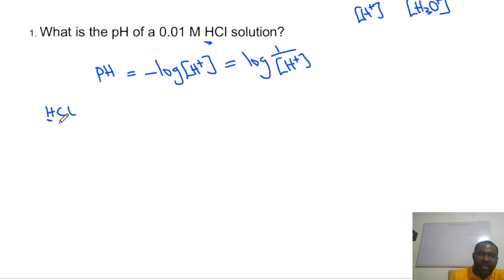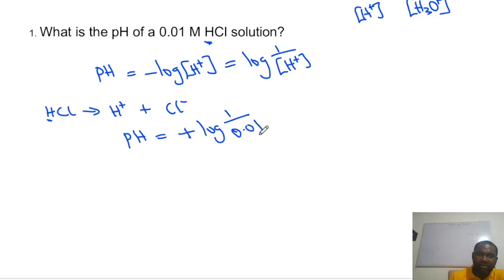HCl has only one ionizable hydrogen because when it dissociates in water, you are going to get H plus plus Cl minus. Okay, so that means the pH of this solution is going to be logarithm of 1 over 0.01, and that would be logarithm of 100. Logarithm of a number like this is equal to the number of zeros, so we have 2. So the pH of this solution is equal to 2.